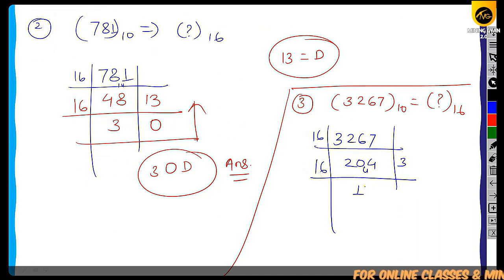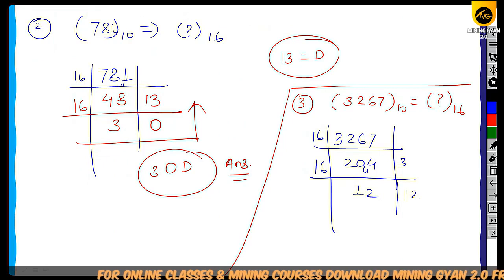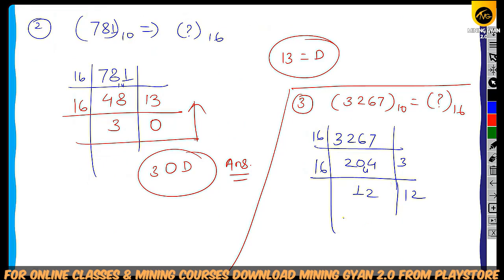So 16 2 ja hi jayega, 16 3 ja aa gaya. Okay, 16 2 ja 32 na. So there is a remainder of 12. So the answer will be 12, 12, 3, and 12 is written as C, so it will become C, again C, and the last one is 3. So the answer will be C3, that is in the form of hexadecimal.